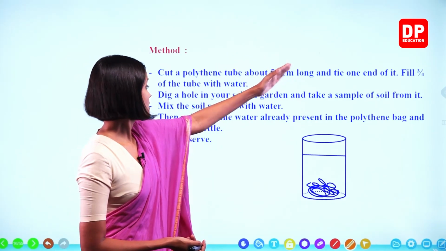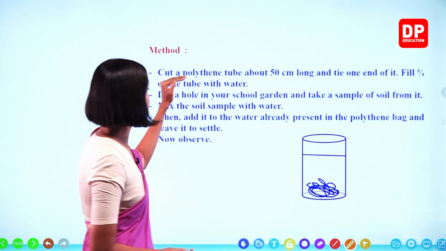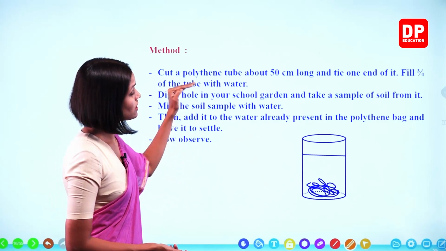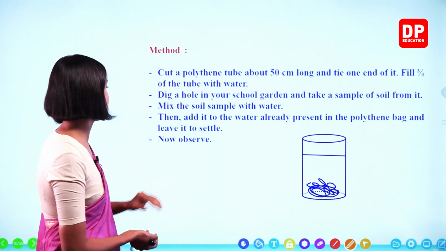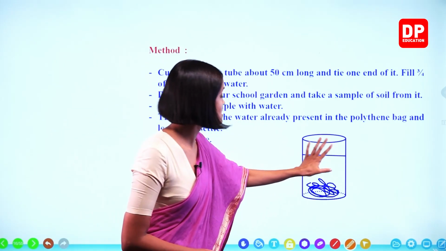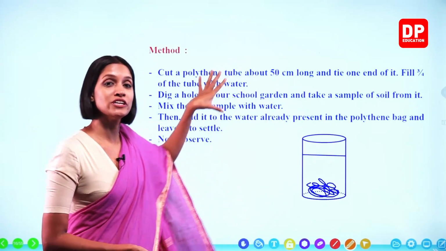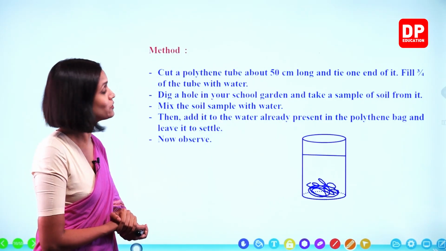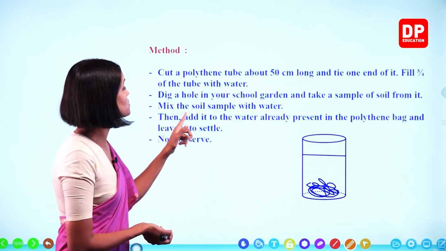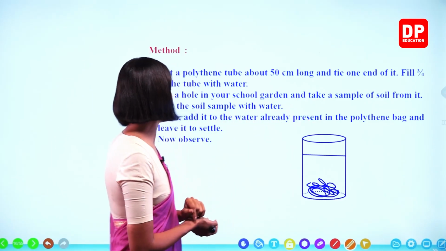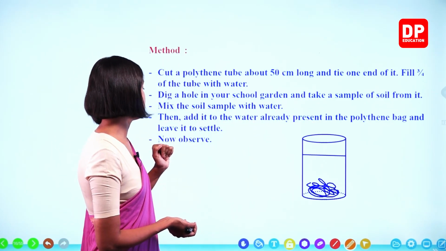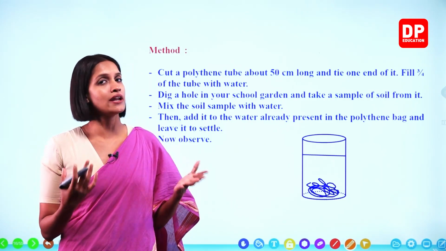Because here it's given, fill 3/4 of the tube with water. And then after filling it with water, you have to pour this soil sample with water also into the same polythene bag. Okay? Then add it to the water already present in the polythene bag and leave it to settle. You have to leave it for about an hour.